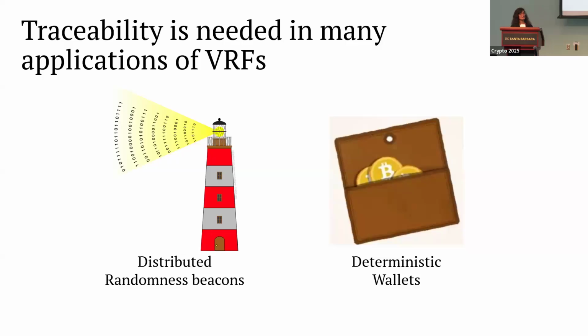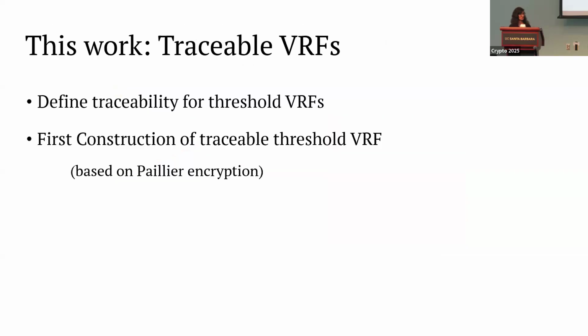And this notion of traceability actually becomes important in all the applications of VRFs. So for example, in randomness beacons, the whole point of using a VRF is nobody can predict a future VRF value. But if some parties make an evaluation box from their shares, then they can already predict future VRF values, which is not ideal.